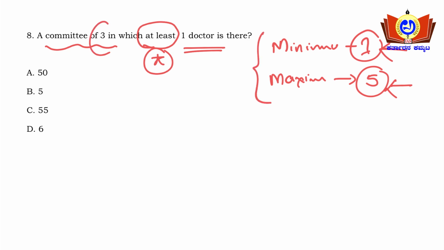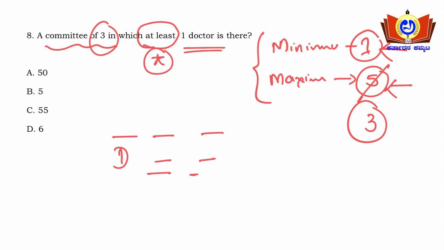Okay, a committee of 3 here. See, 1 2 3 positions are there. Minimum one doctor should be there. Maximum how many doctors should be there? 1 2 3. So this 5 will be reduced to 3 here, because there are 3 places, not 5 places. The availability of doctors is 5, but we need to fill 3 places only. At least is given, so minimum one doctor and maximum 3 doctors should be there. So this will be the condition here.